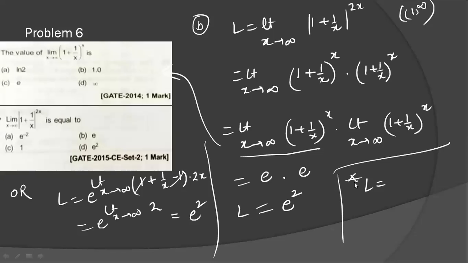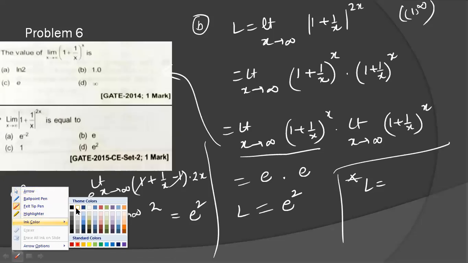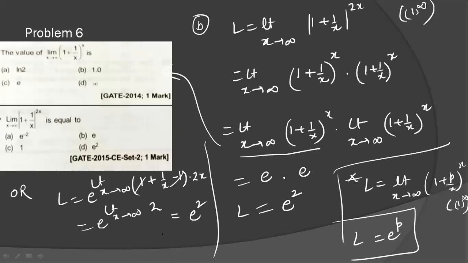So try to remember this result: limit x tending to infinity (1 plus p upon x) to the power x. This is a 1 to the power infinity form. The limit is e to the power p. You can use this result I discussed in lecture 15, or the f(x) minus 1 into g(x) concept I told you.